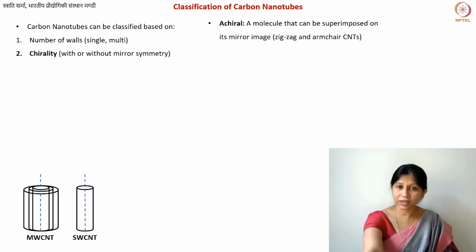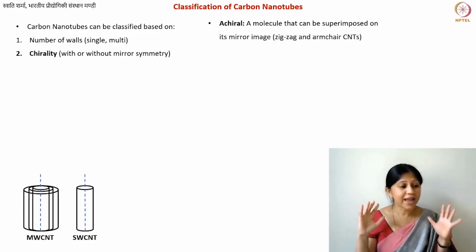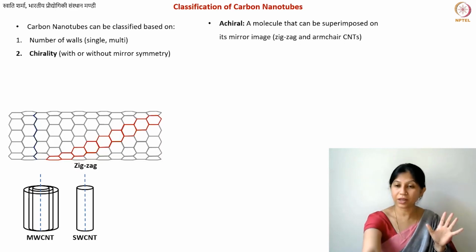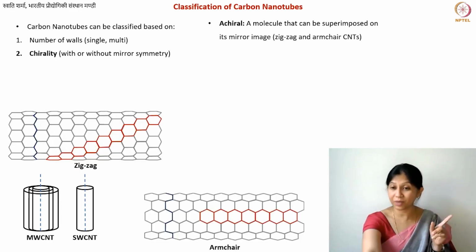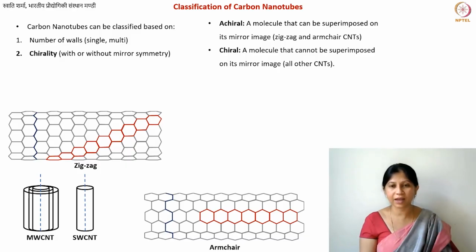Now, by the way, what is a chiral structure? What is an achiral structure? An achiral structure is something that can be superimposed on its mirror image. On the other hand, a chiral structure cannot be superimposed on its mirror image. So this is the definition. Sometimes people also explain it with handedness, but in terms of chemistry, this is the definition.